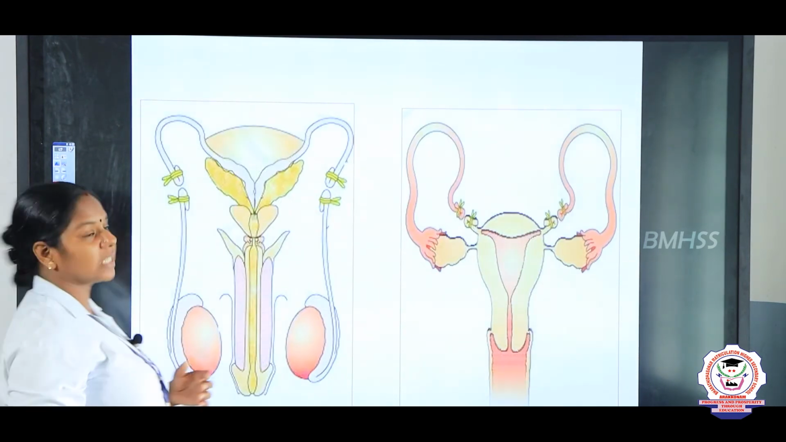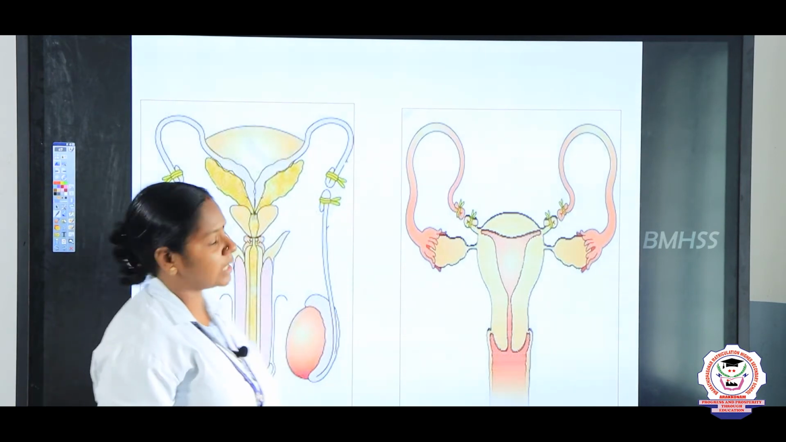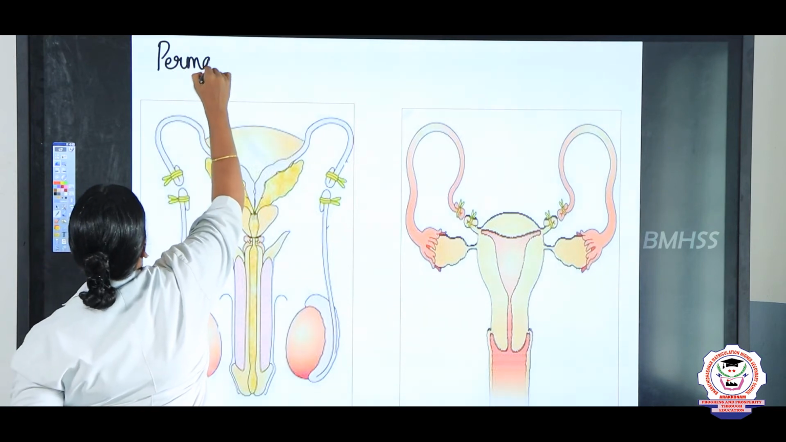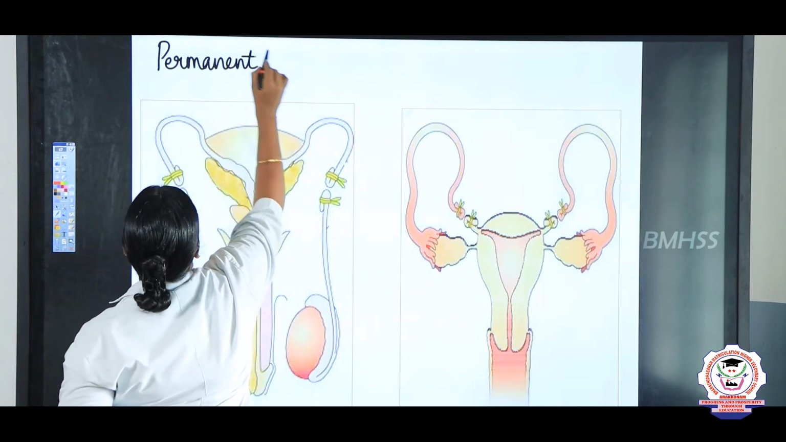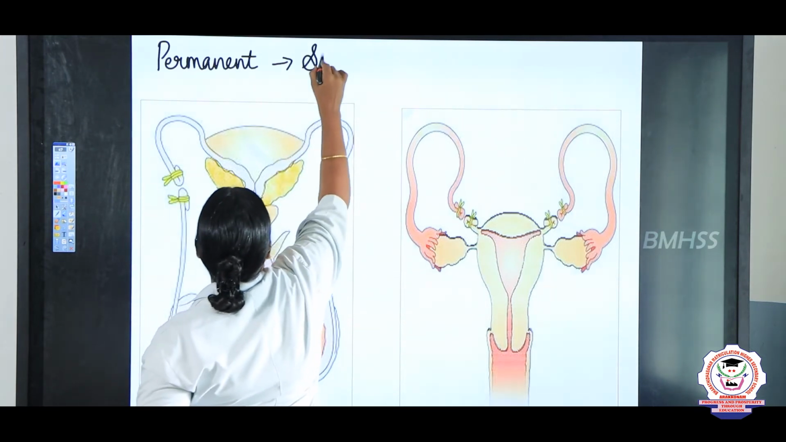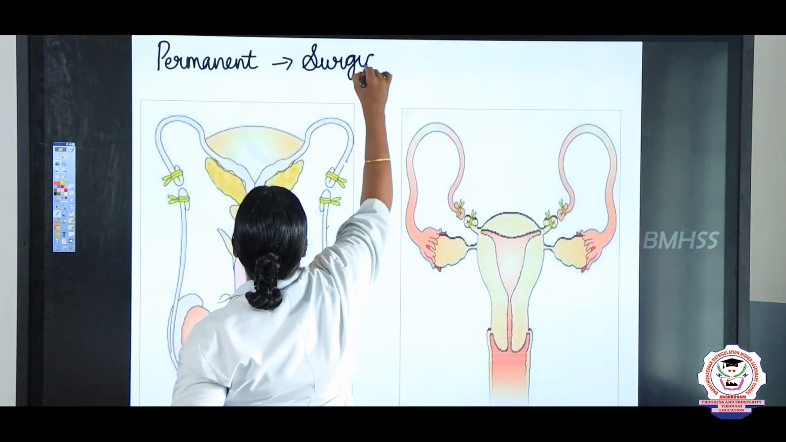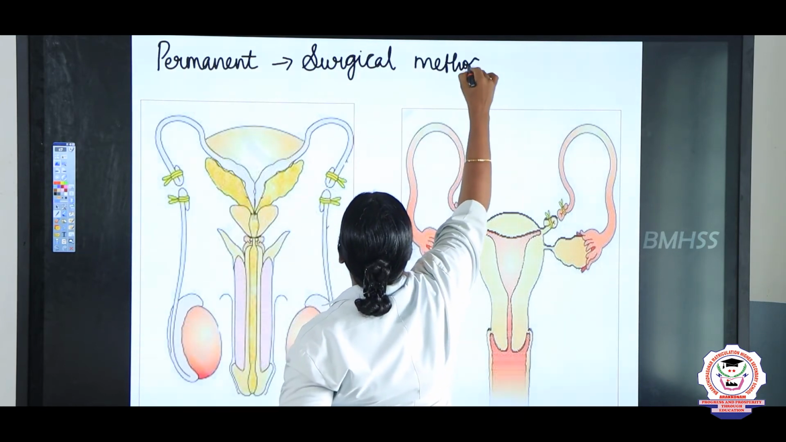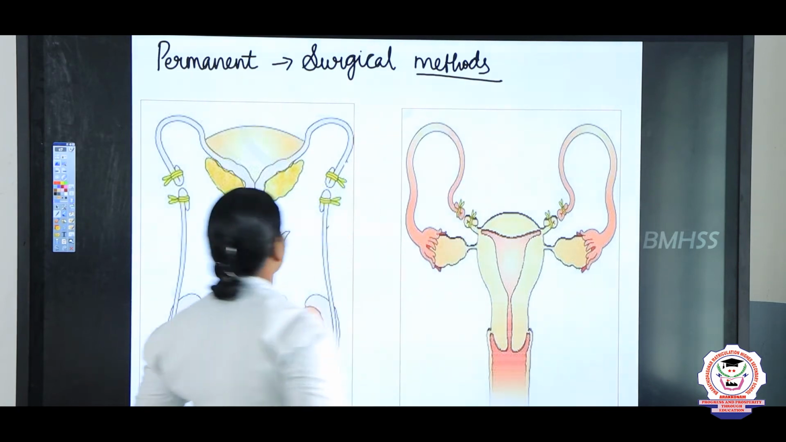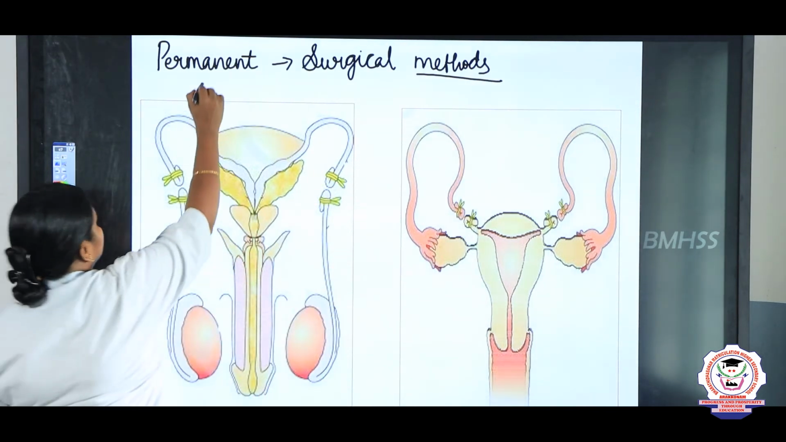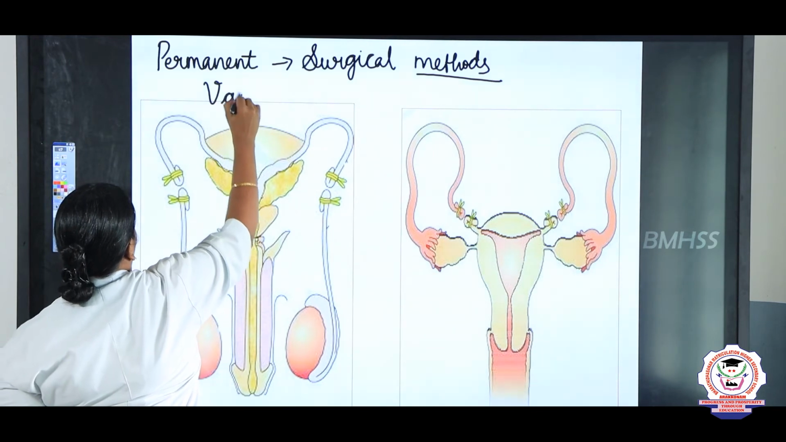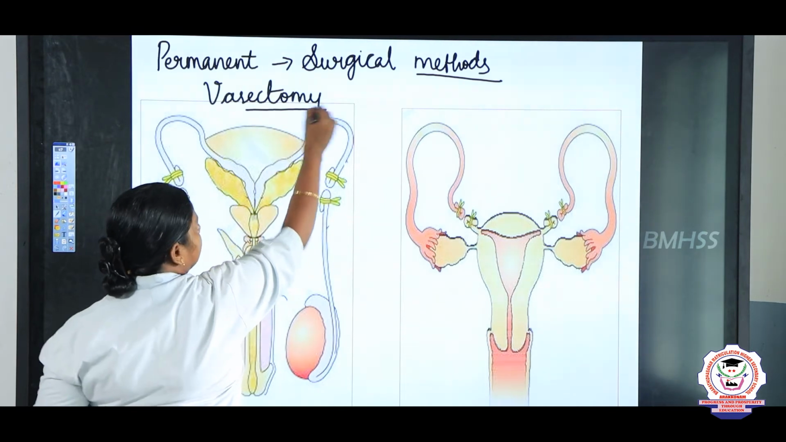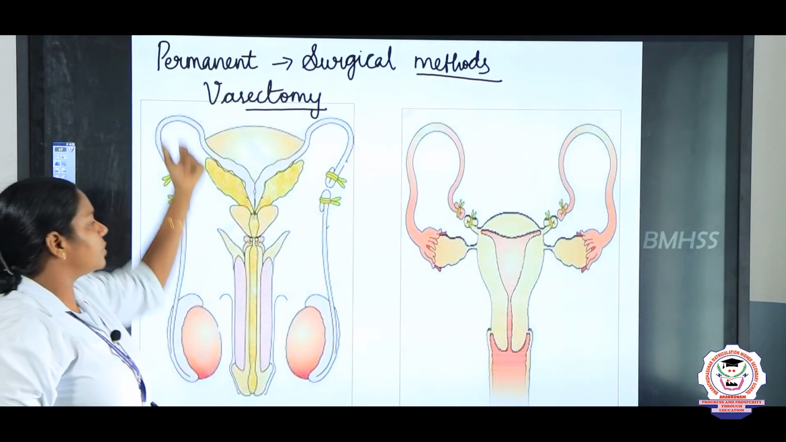And last, about the permanent birth control measures. What is the last step, children? Permanent birth control, we say it as surgical methods, family planning operations. In the surgical methods, the first one we are going to see is vasectomy. In vasectomy, ectomy means cut, and vas refers to vas deferens.